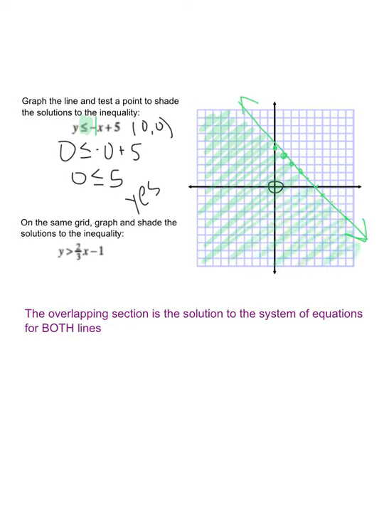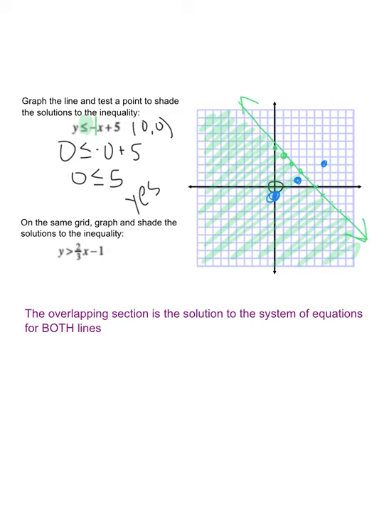Now we have to graph our second line. y is greater than or equal to 2/3 x minus 1. So the y-intercept is going to start at negative 1. And the slope is 2/3, meaning we're going to go up 2 over 3 and put our next dot. Continue the pattern. Up 2 over 3, put a dot.